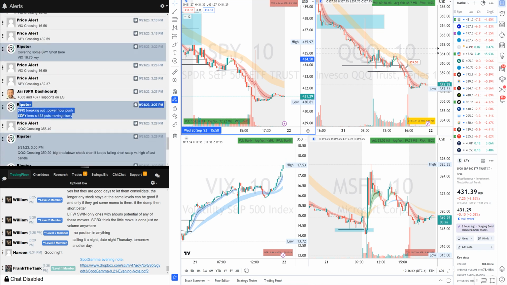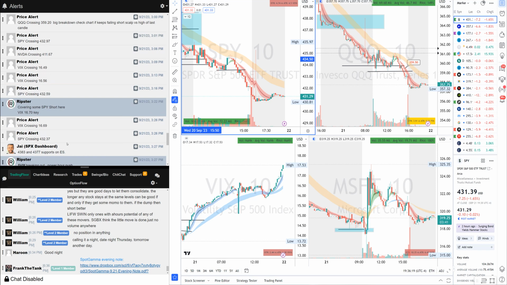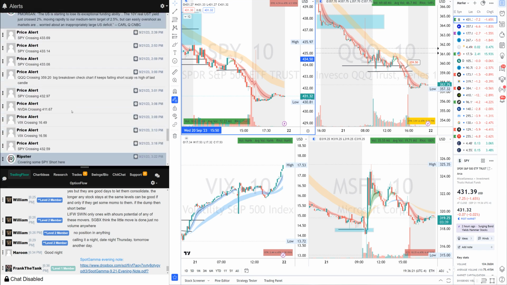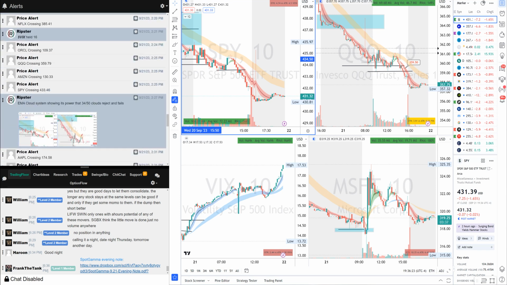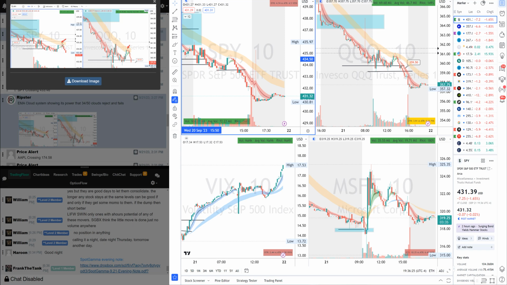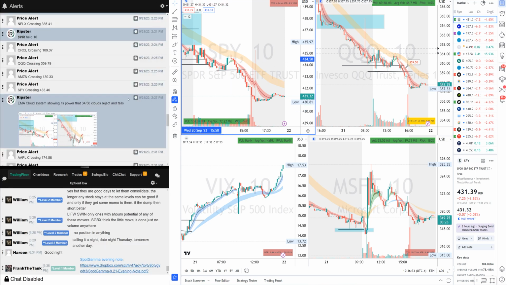So look at this, VIX breaking out, power hour push, SPY tomorrow 433 puts pulling nicely, and then Jay was coming in with his institutional flow. You see this here, EMA cloud reject, EMA cloud reject. The system is telling you that it's rejecting, three candles rejected there. So that's how we nailed end of the day SPY puts, and we came out really green.